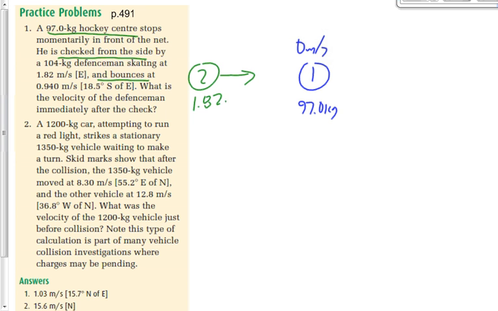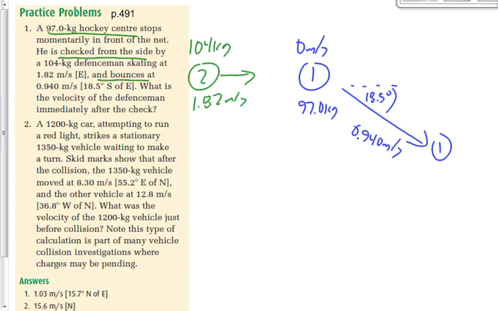1.82 meters per second, and 104 kilograms. Okay, thank you, Andy. So guy number one is going south of east. He's going to go down this way at 18.5 degrees. If I make another mistake, Andy, just point it out. Just jump up and yell at me, okay? He's going at, I better not make a mistake now, 0.940 meters per second.